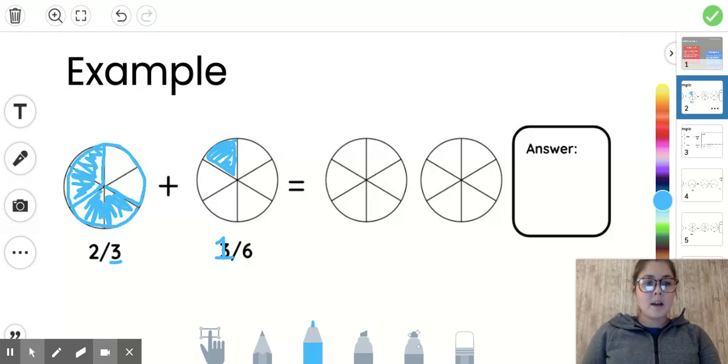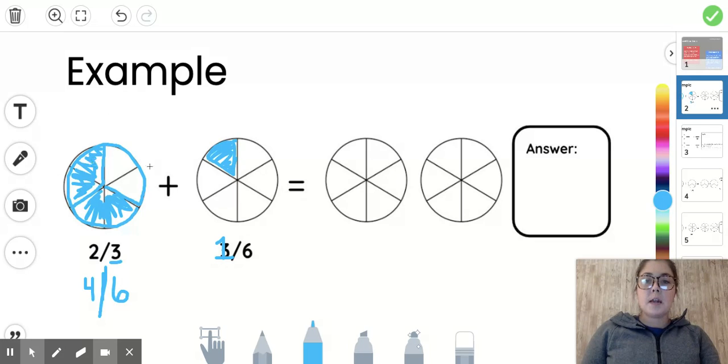So how many of the 6 pieces did I shade in on here? I shaded in 4 of the 6 pieces. Oops, that's supposed to be a slash. There we go. 4 of the 6 pieces. So 2/3 is equal to 4/6.